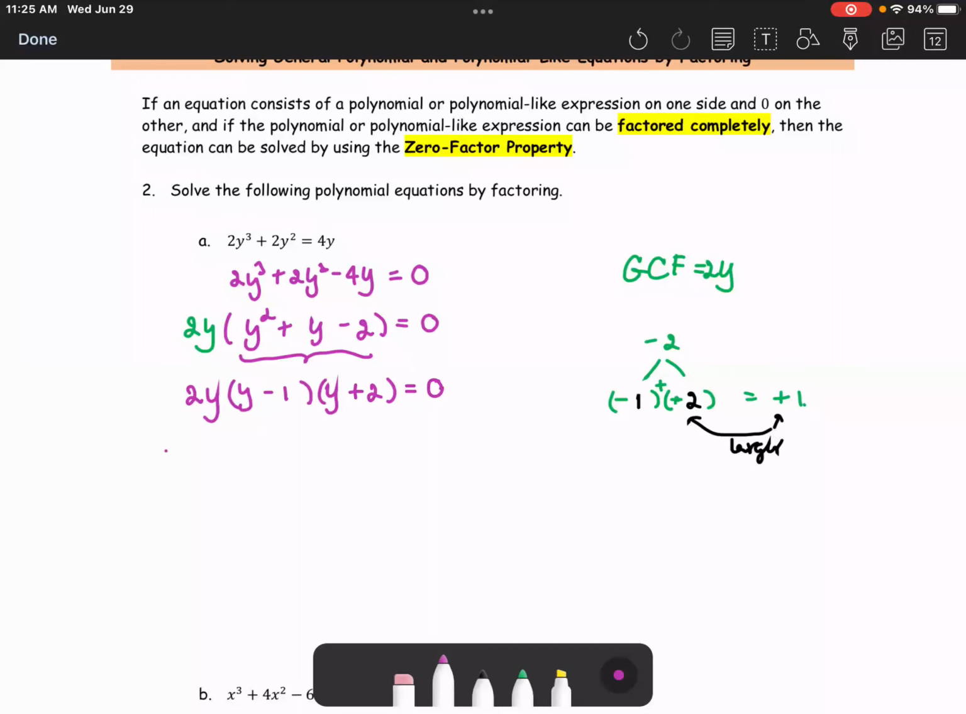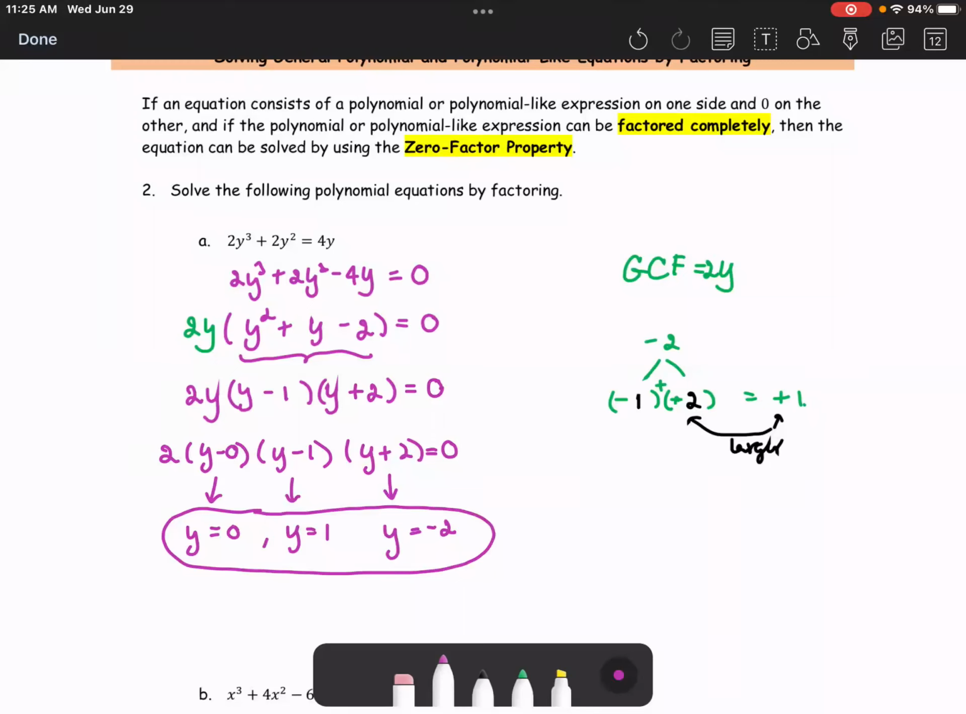And then we can treat the first factor here as y minus 0. So 2 times y minus 0 times y minus 1 times y plus 2 equals 0. And then we use the zero factor property to set each one equal to 0. That means the first we have y equals 0. The second one we have y equals 1. And the last factor we have y equals negative 2 as solutions of this equation.